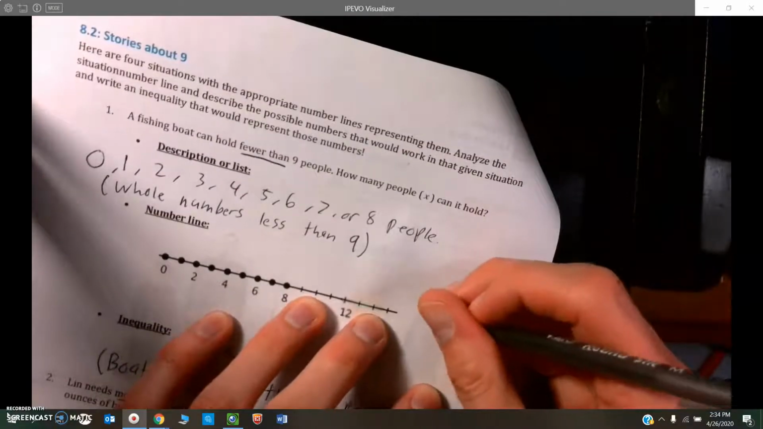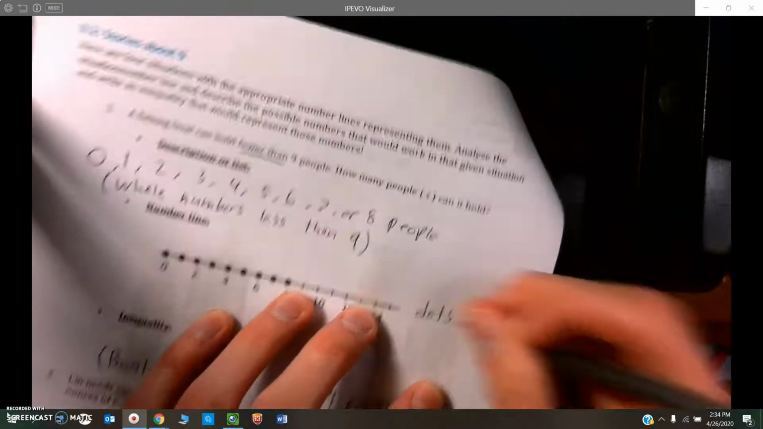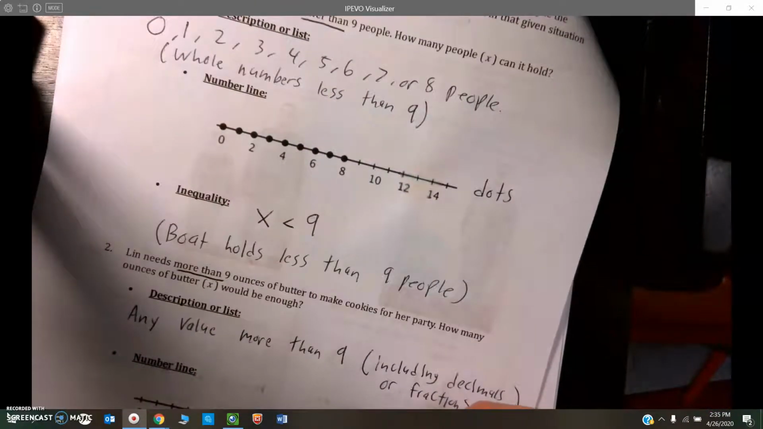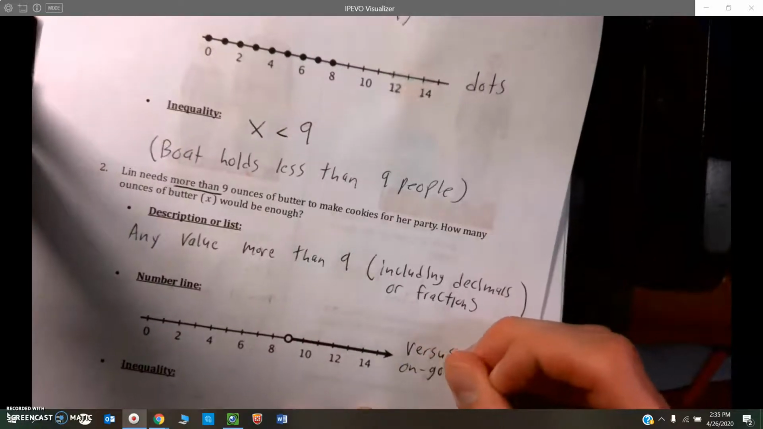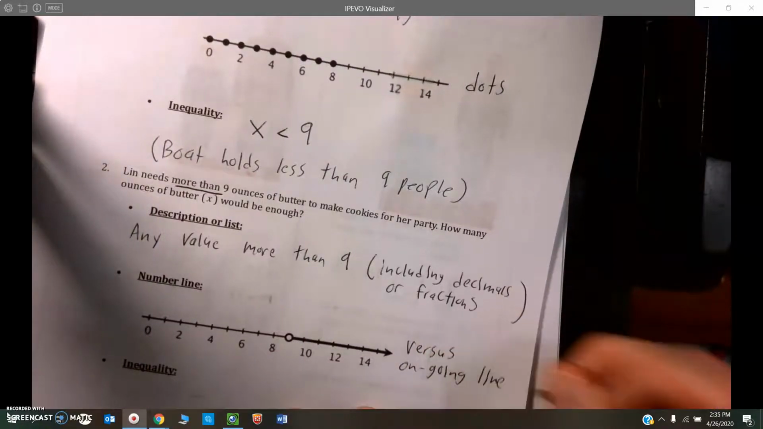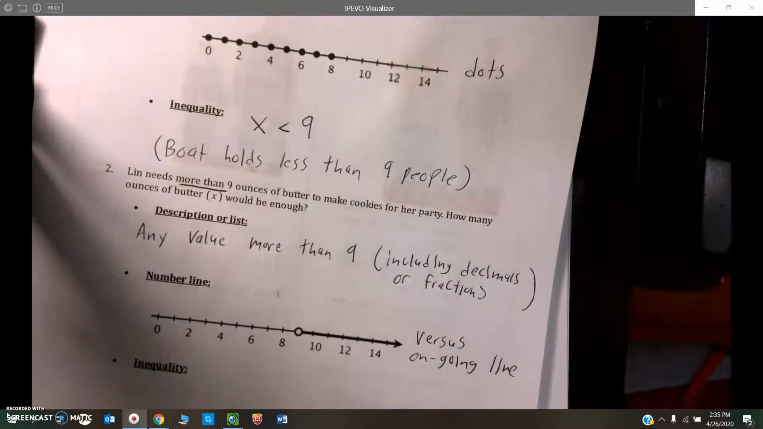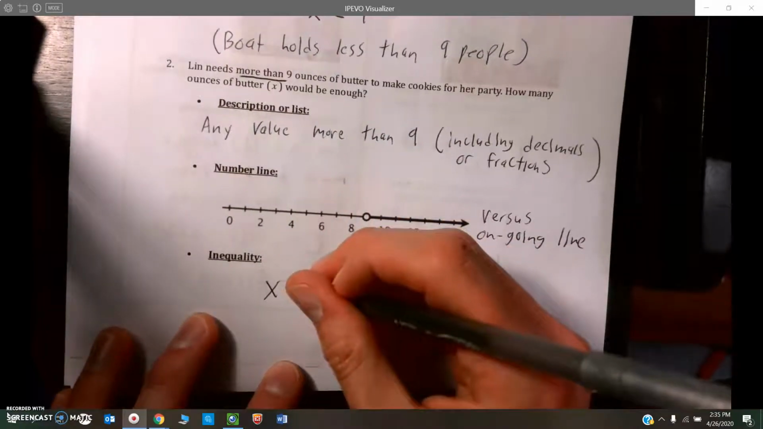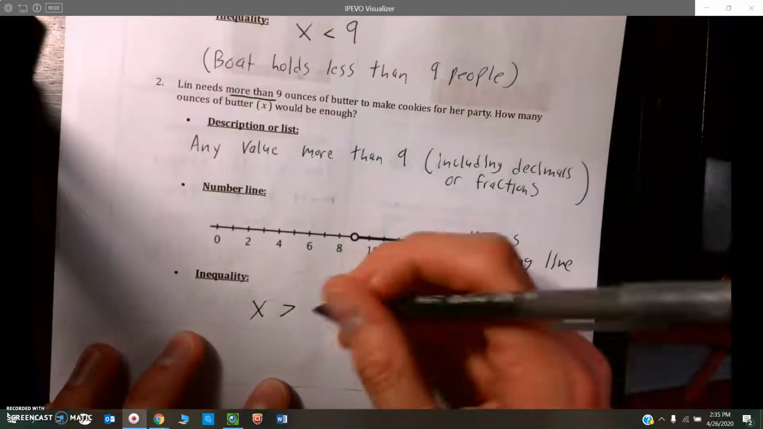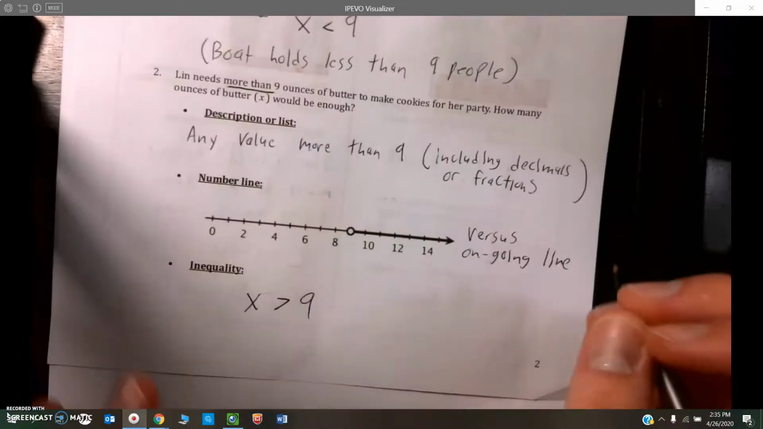So this is dots versus an ongoing line, right? Important to see the difference between those two things. So, in this instance, the quantity must be greater than 9. Okay.